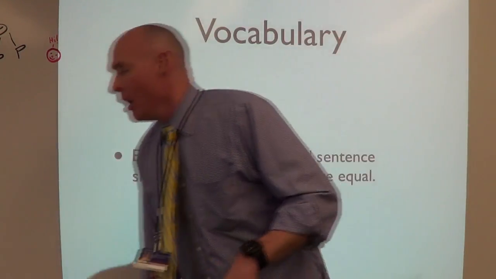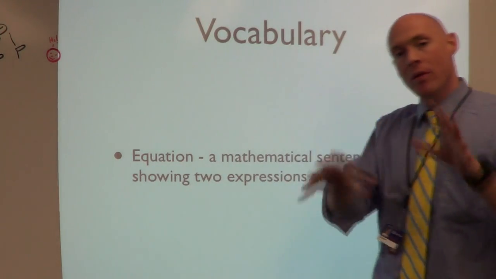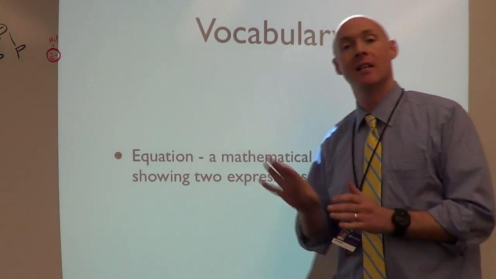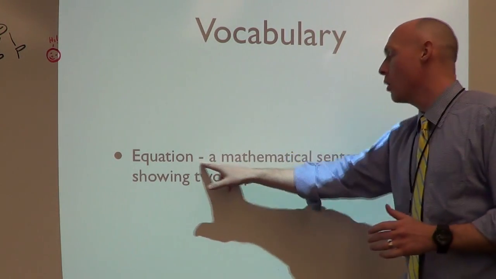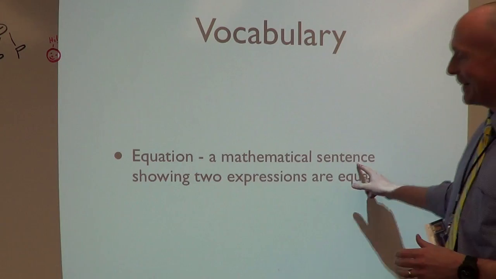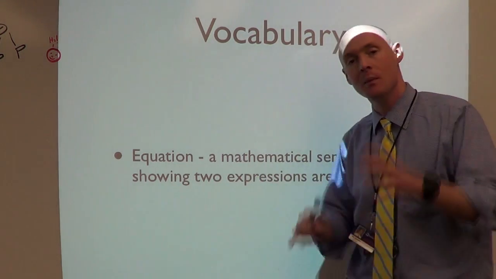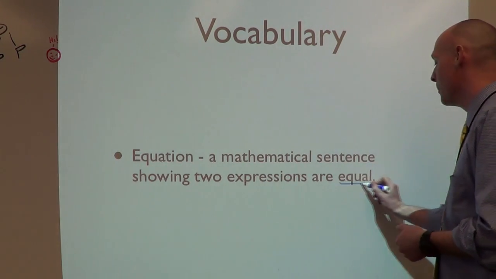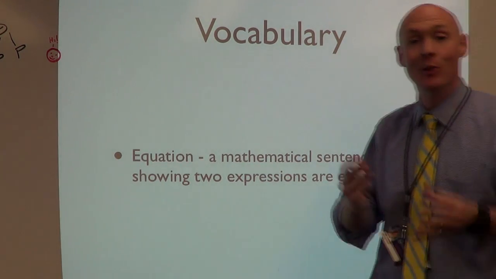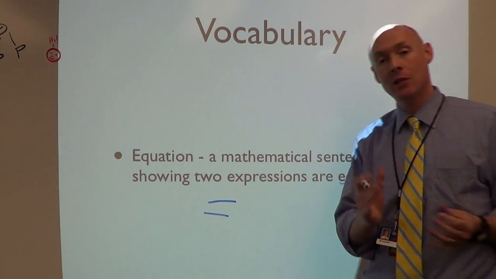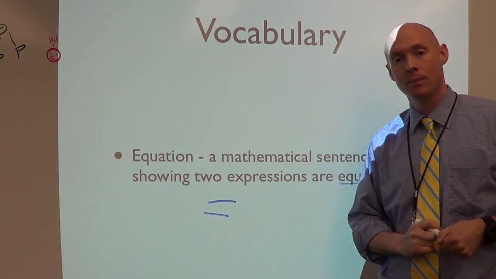First thing I want to do is, I've thrown the term equation out a whole bunch in class, but let's get a formal definition down of what equation means. An equation is a mathematical sentence showing two expressions are equal. Key word is equal. In equations, you will see the equal sign. And that's what we're going to work with today.